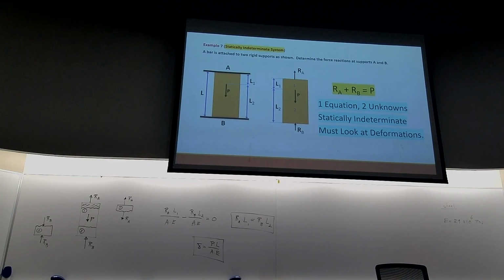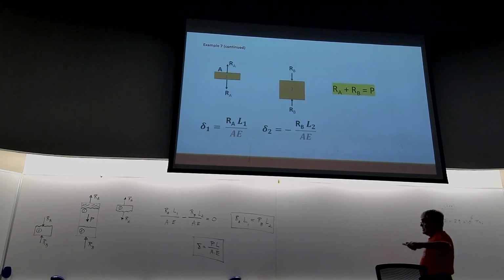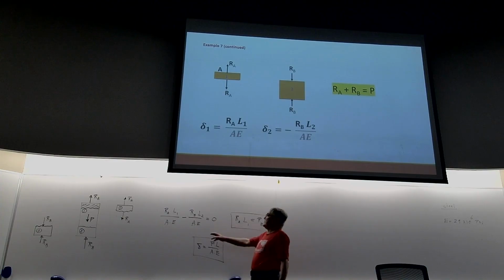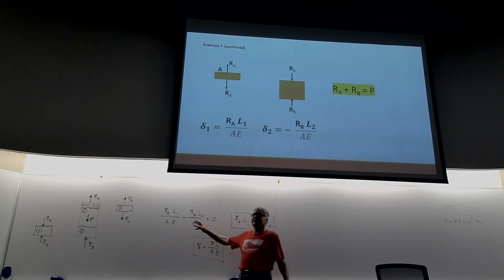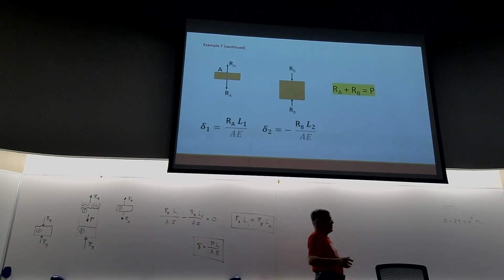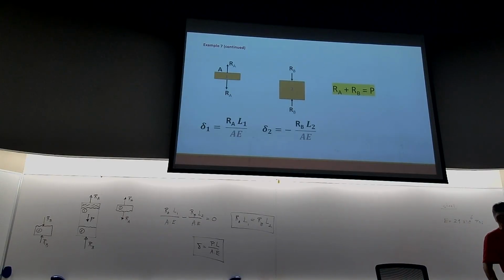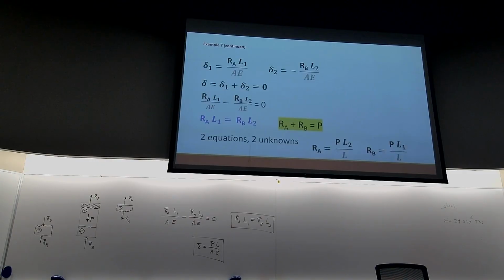And these are the deltas that I wrote here. Delta 1, delta 2. One is positive, one is negative. When combined, we get 0. And the highlighted equation came from statics. And we solve, and the answers are shown at the bottom of this slide. Any questions about this? No?